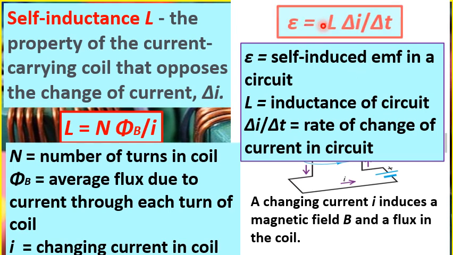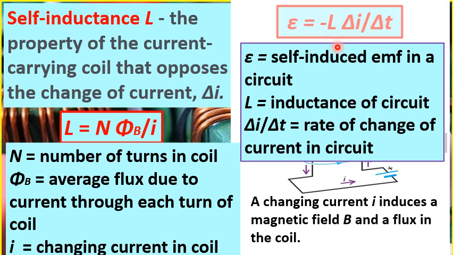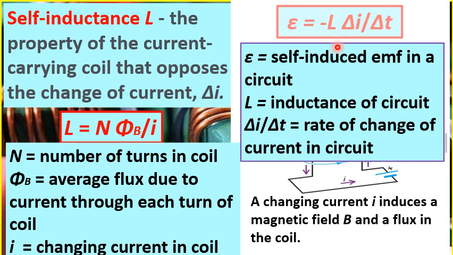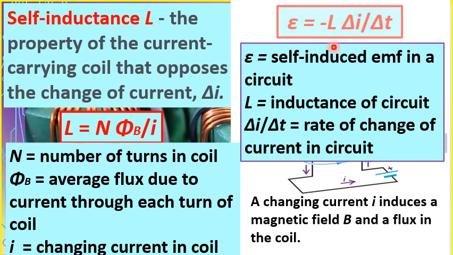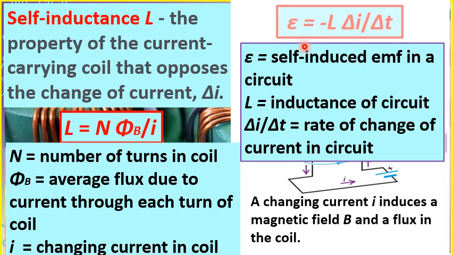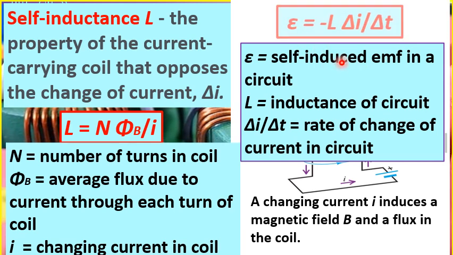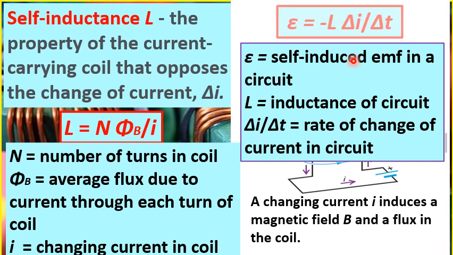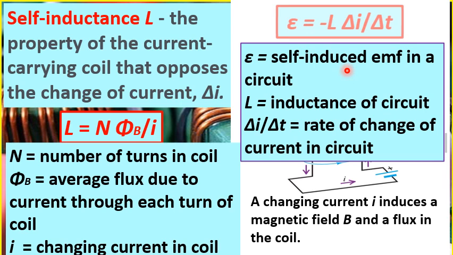Now, the negative sign is simply to emphasize Lenz's law, which states that the direction of the EMF induced in the coil by a changing magnetic flux is such that the magnetic field created by the changing current opposes, so that's the key word, opposes the changes in the initial magnetic field.